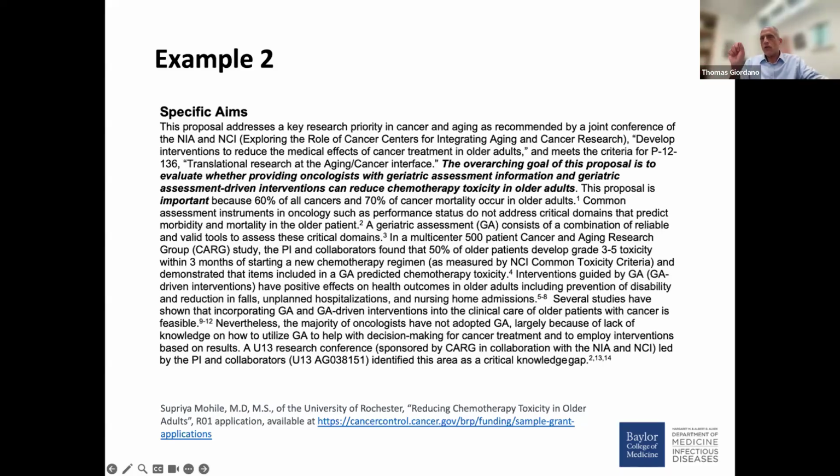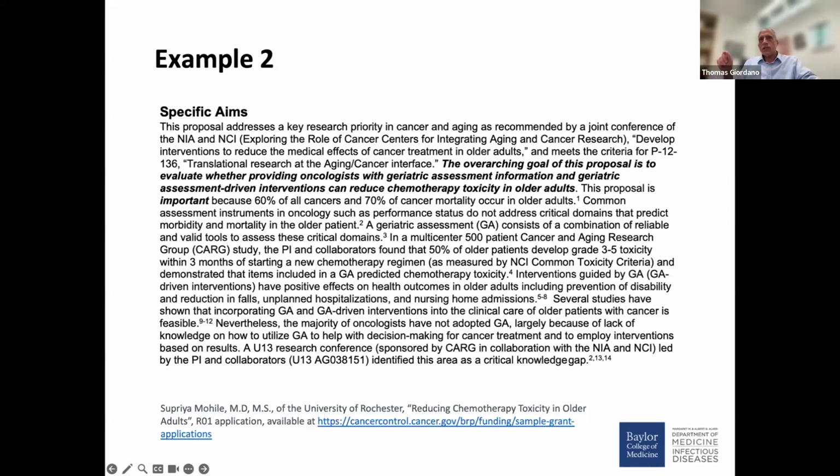Then they moved on to the overarching goal: to evaluate whether providing oncologists with geriatric assessment information and geriatric assessment-driven interventions can reduce chemotherapy toxicity in older adults. So now they're taking a step back. The proposal is important because 60% of all cancers and 70% of cancer mortality occurs in older adults. Big problem. Done. One sentence.